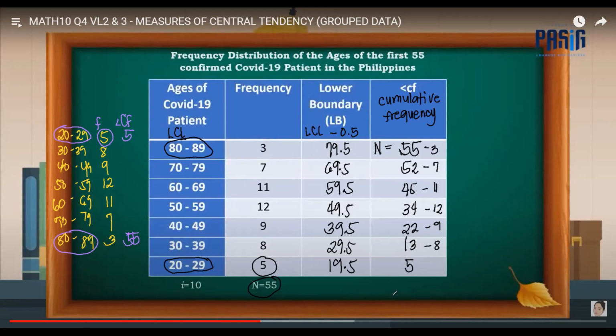Okay? So yun yung way on how to get the cumulative frequency. Paano naman pag mag-a-add? O gawin natin dito, no? Dito tayo sa kabila para kita niyo. Paano pag mag-a-add tayo? So that's 5, right? Mag-add ka ngayon ng frequency. Add 8. 13 plus 9, 22 plus 12, 34 plus 11, 45 plus 7, we have 52 plus 3, we have 55.